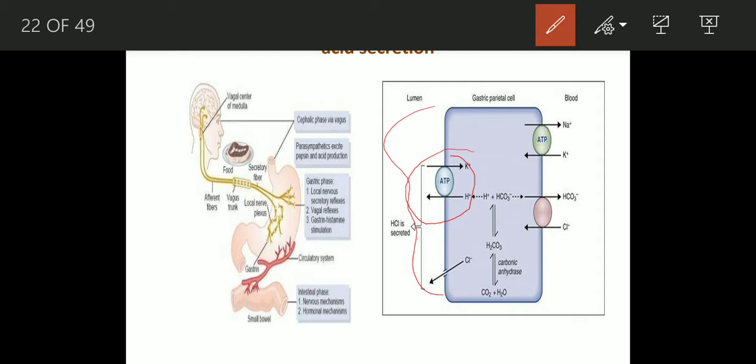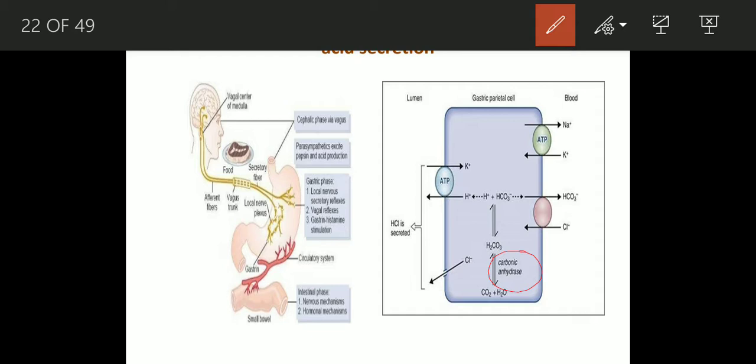This particular pump is responsible for the efflux of one proton or hydrogen ion, and at the same time it causes the entry of one potassium ion. So this pump is responsible for this H plus secretion. But where is the H plus coming from? It is because of the action of carbonic anhydrase. Carbonic anhydrase is an enzyme which is present in many cells, including the gastric parietal cell.